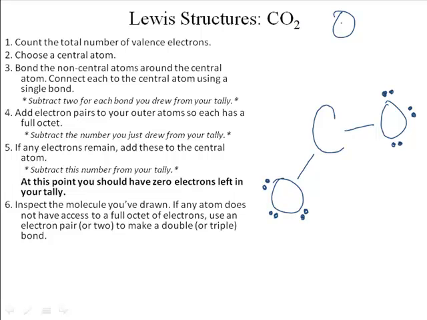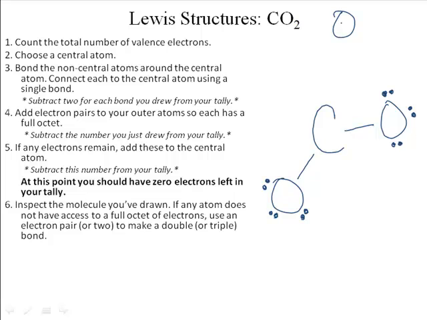We inspect the molecule we've drawn. If any atom does not have an octet, now we're going to use a double or triple bond. So you'll notice each oxygen has access to 2 electrons through a single bond, and then has 6 electrons in those electron pairs. Each oxygen has a perfect octet in this molecule as it's drawn. The problem is our carbon atom does not have an octet.